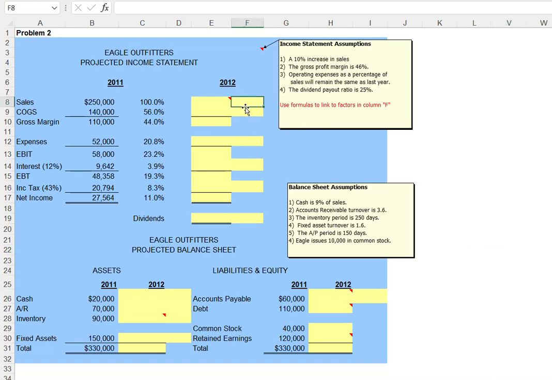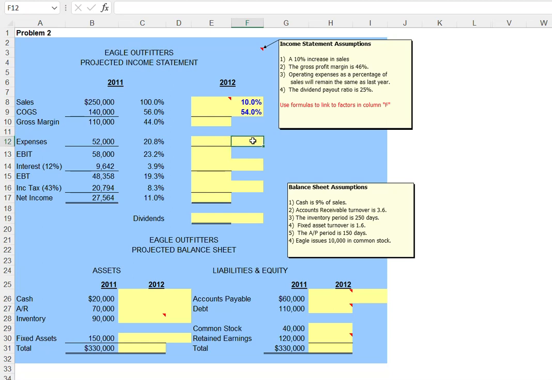We're told that sales will increase at a 10% rate, so I'll put 10% there. We're told our gross profit margin is 46%, so of course that means our cost of goods sold is 1 minus 46, or 54%.